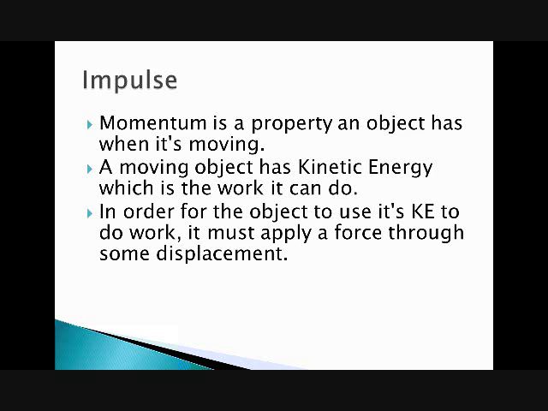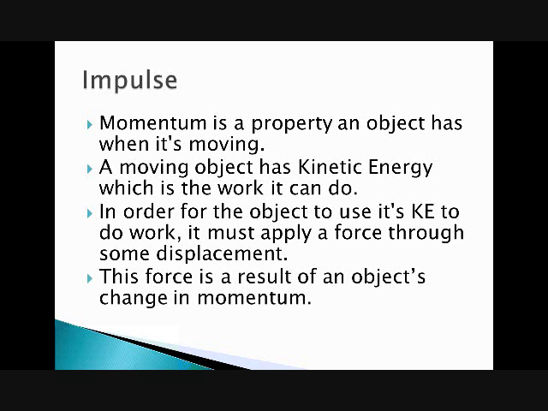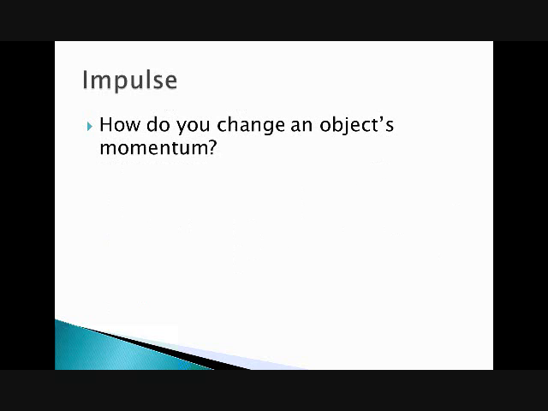In order for an object to use its kinetic energy to do work, going back to the definition of work, it must apply a force through some displacement. Where does this force come from? This force comes from the object's momentum, but more specifically, it comes from when the object's momentum changes. This force is the result of an object's change in momentum. So when an object changes its momentum, it applies a force to another object that can do work. And that's the relationship between momentum and kinetic energy. It comes through the change in the momentum, or impulse.